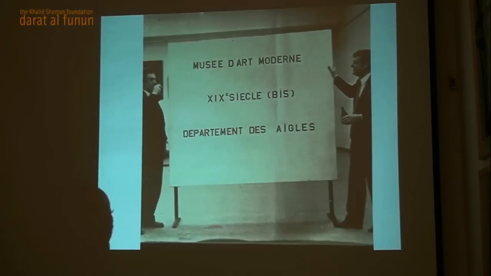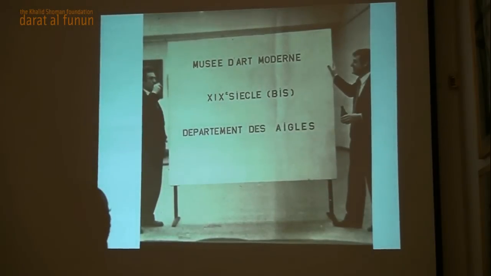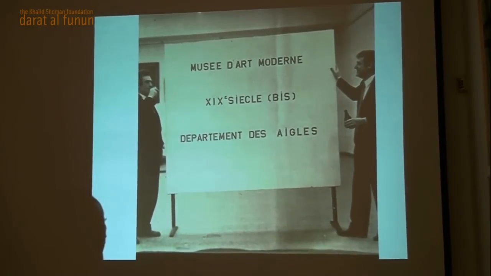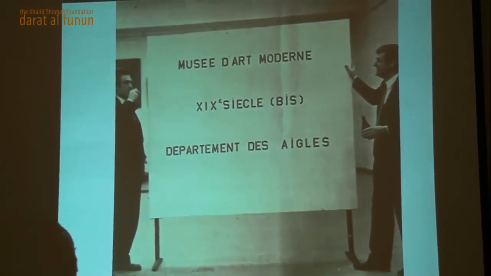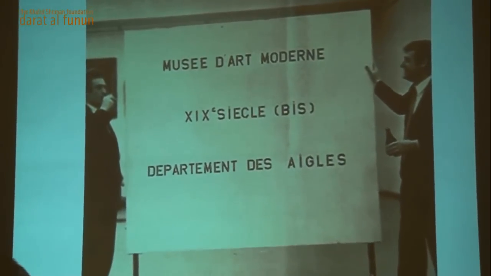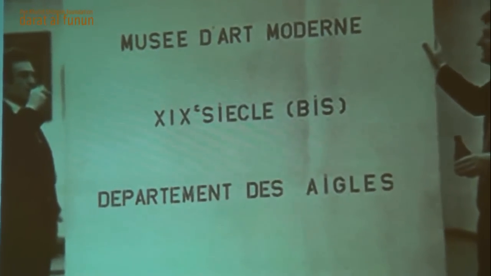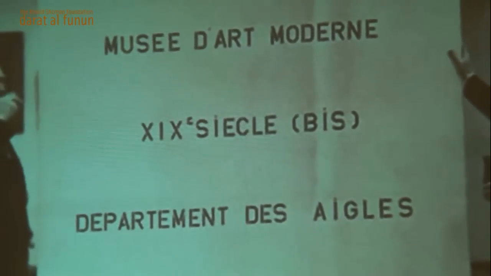A good example is a bit of a failed surrealist, Marcel Broodthaers, who set up this museum, a modern art museum, 19th century section, the Department of Eagles. It was a completely imaginary museum, but words played a key role because everything was labeled "this is not art," under every object in his traveling museum. So it's becoming much more conceptual.